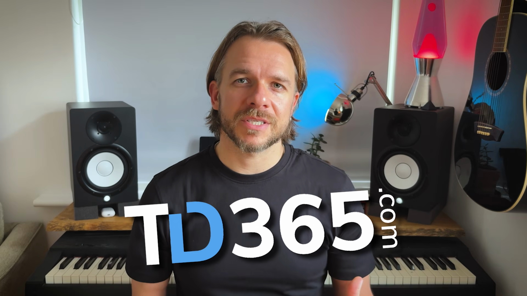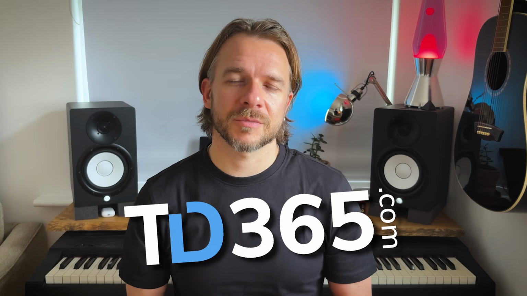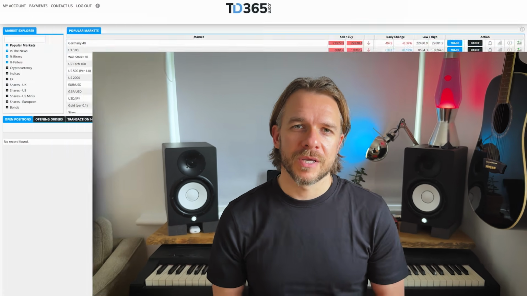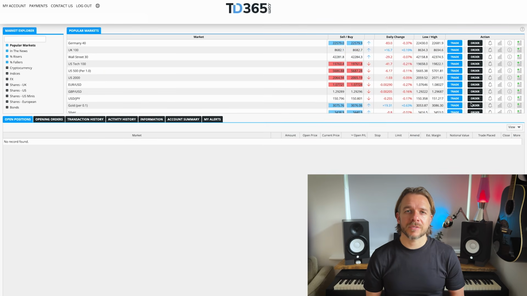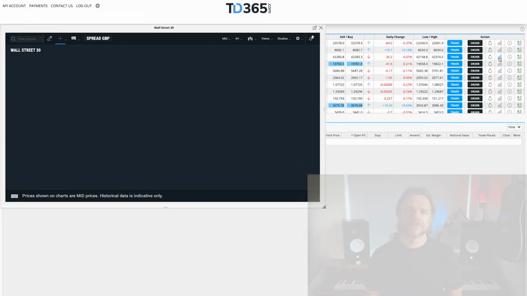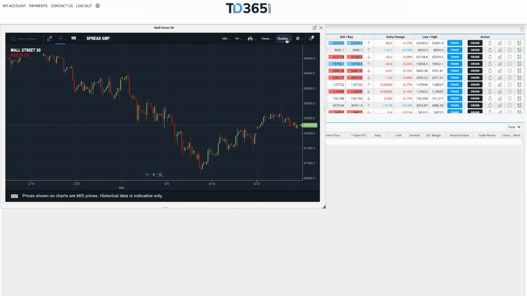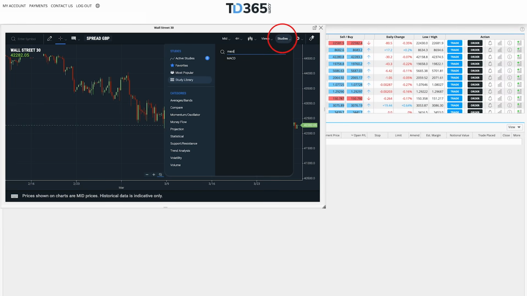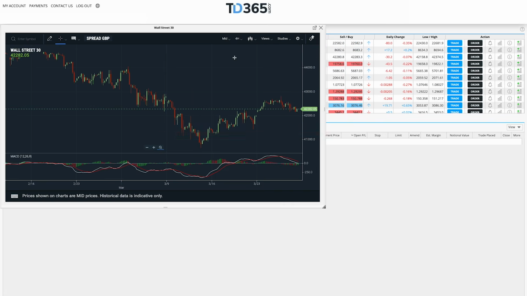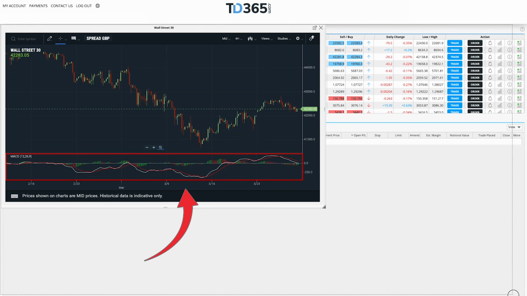I'm using TD365 here, and I know a lot of my loyal subscribers use this platform as well, but if you use a different one, then not to worry, as pretty much all platforms will have this indicator built in. Now in TD365, head to the Studies button and type in MACD and select it. This will load up at the bottom of the window, and let's just resize this a bit.